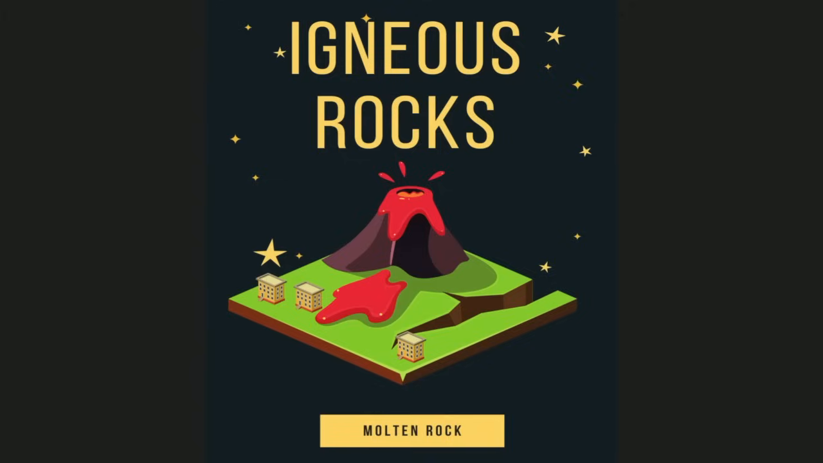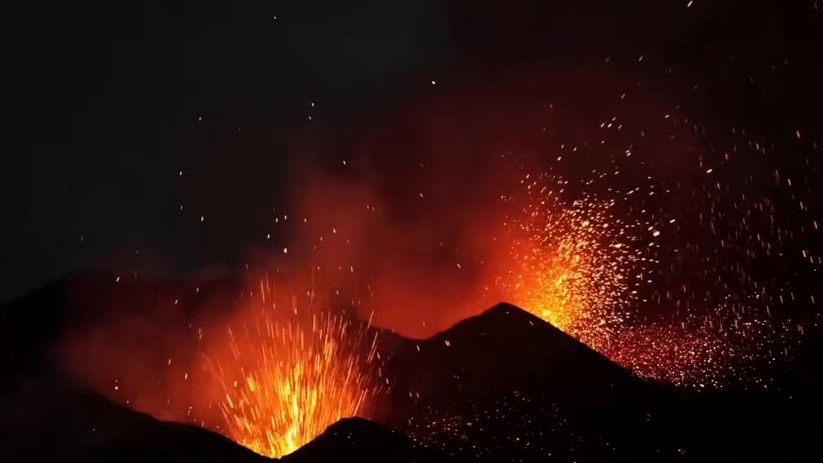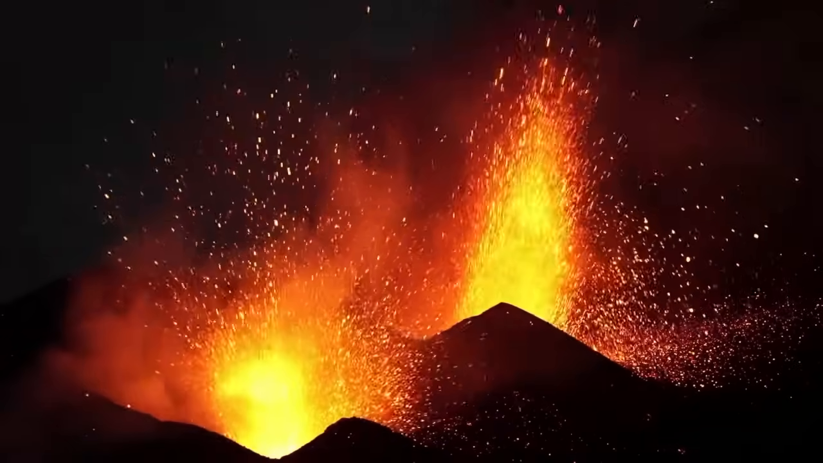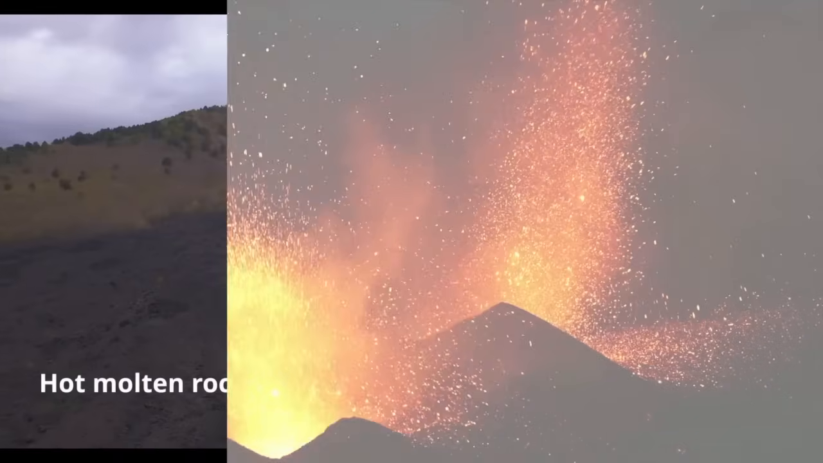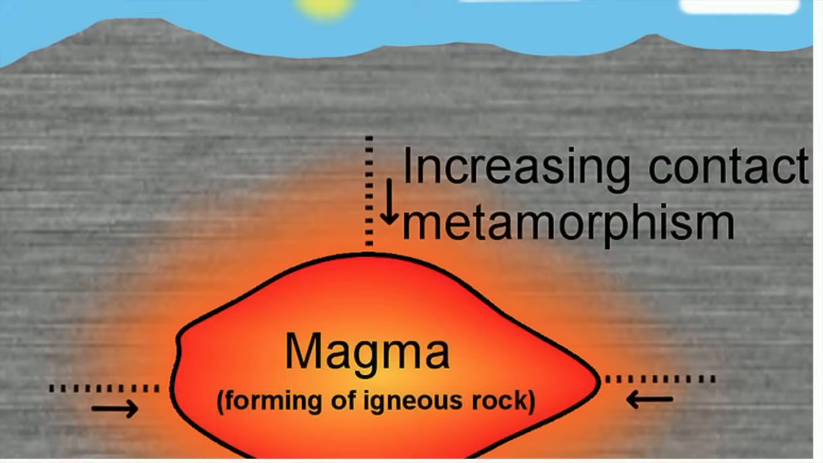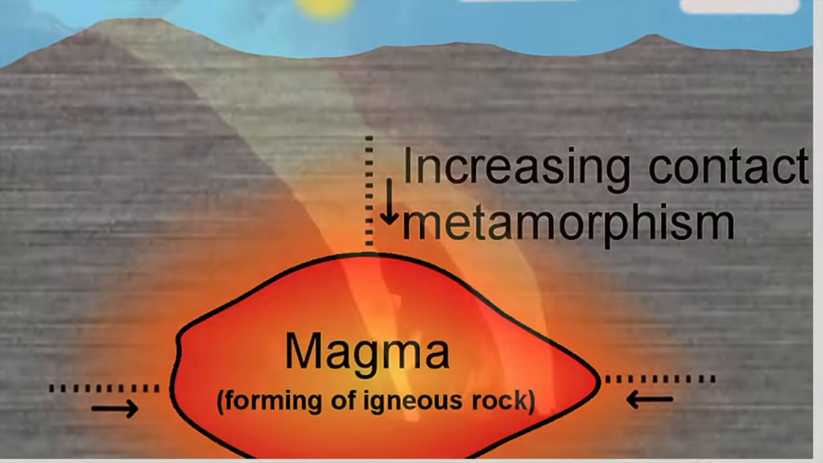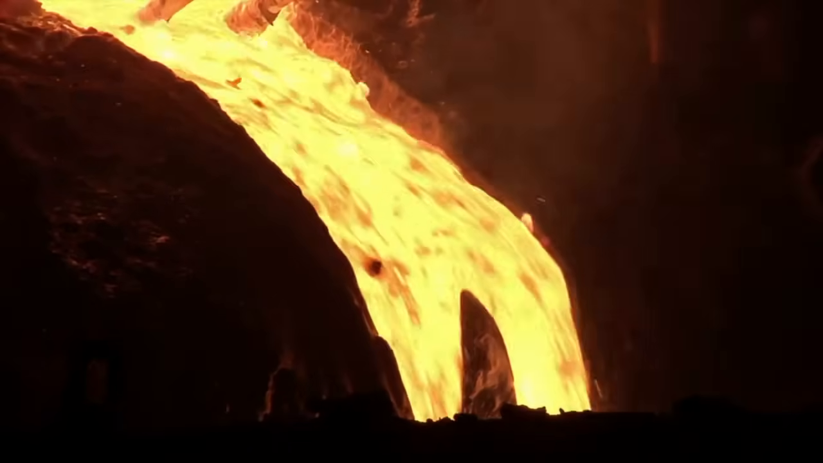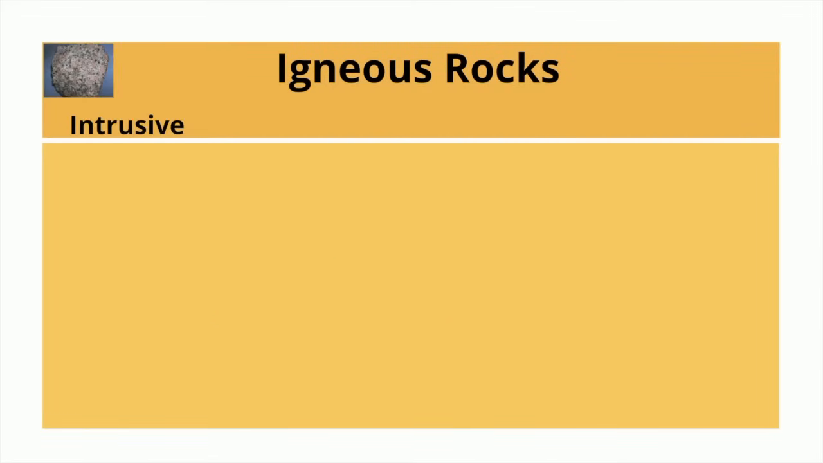Igneous rocks are created from molten rock. In fact, the name is derived from a Greek word for fire. Igneous rocks form from hot molten rock that cools and then solidifies. Igneous rocks may form from magma, which is found inside the earth, or lava, which is molten rock on the surface of the earth. There are two major types of igneous rocks, intrusive and extrusive.